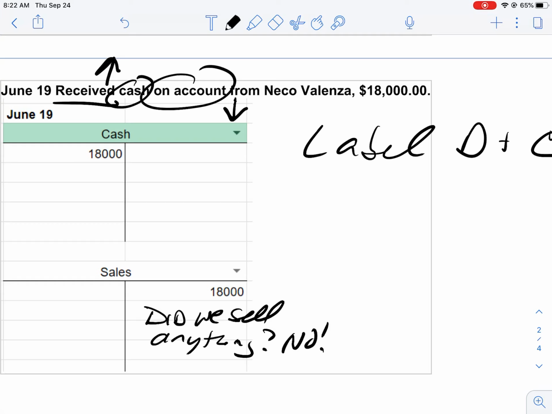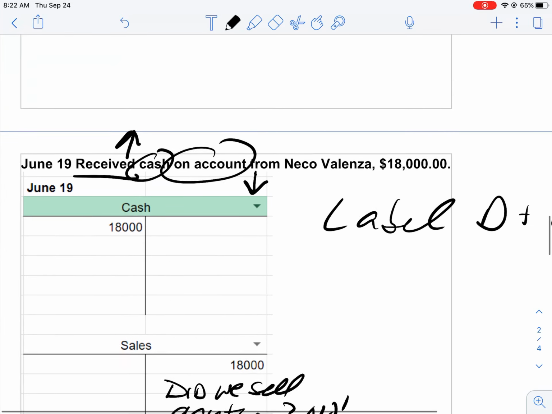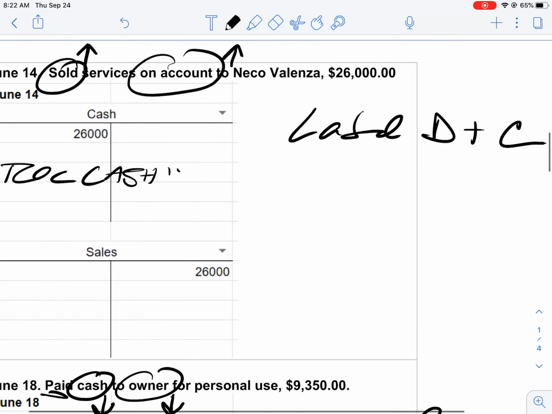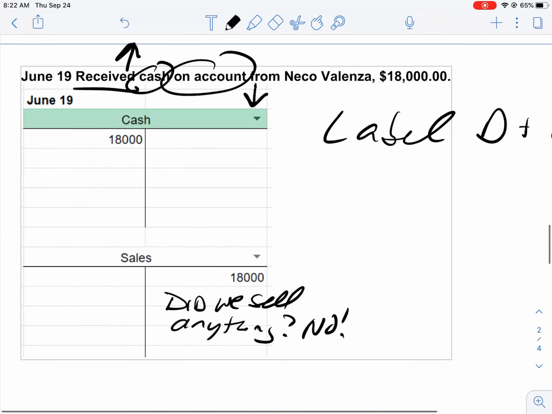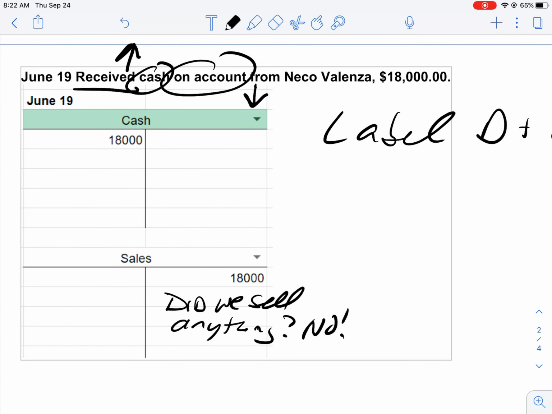We actually sold to Nico Valenza earlier, okay, and that would have been the June 14th. That is when we sold to Nico Valenza. Now we're receiving cash. We did not sell anything. Remember, we're using accrual-based accounting, so we are recording sales when they happen, not when we receive cash. So we didn't sell anything there, so that's got to be changed.